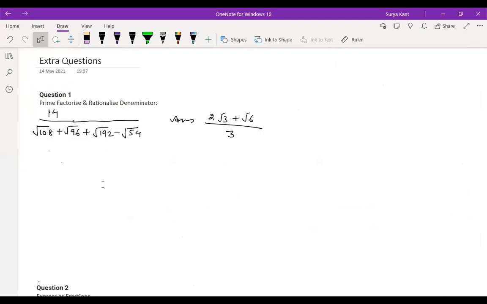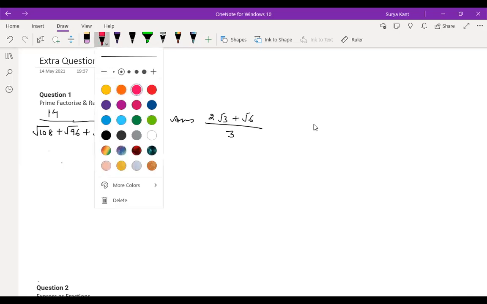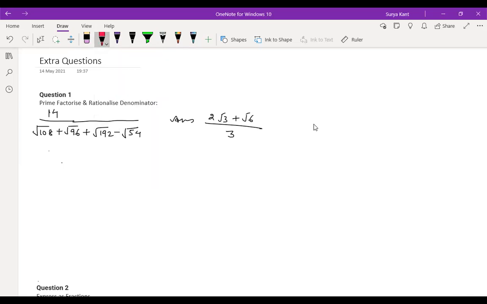Okay, sir. All of you can do that. Just try once. Sir, 14 by 108 and all those numbers, right? Yes. Okay, 108. What can we write for 108?